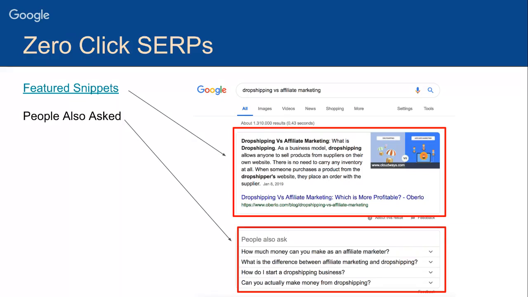So the best thing to do here is to create the piece of content, make it as valuable as possible, make sure that it fulfills a user's need, and then start optimizing for a featured snippet. I also want to mention here, just because featured snippets is something that has been in the news from an SEO perspective for quite a while.